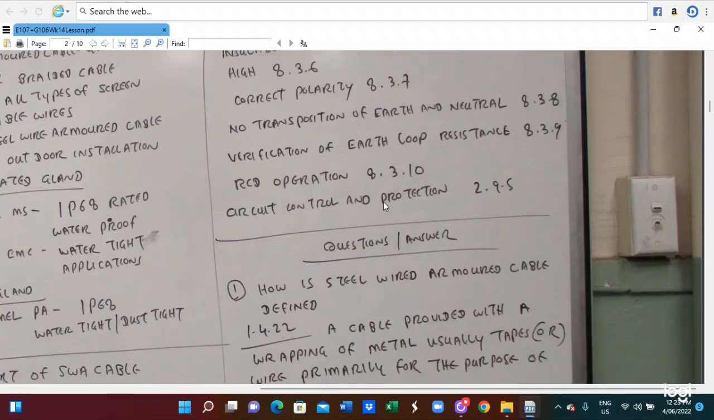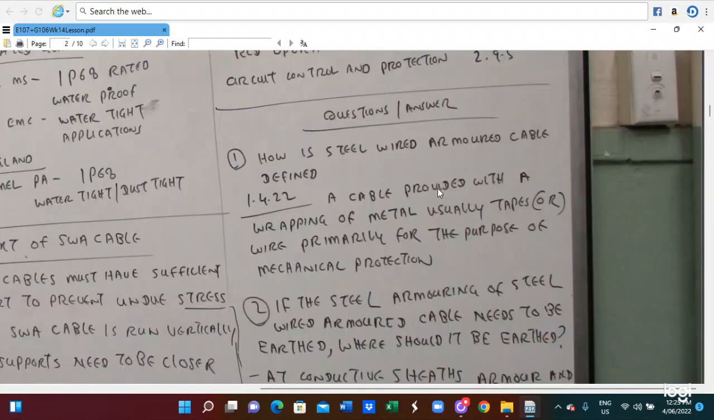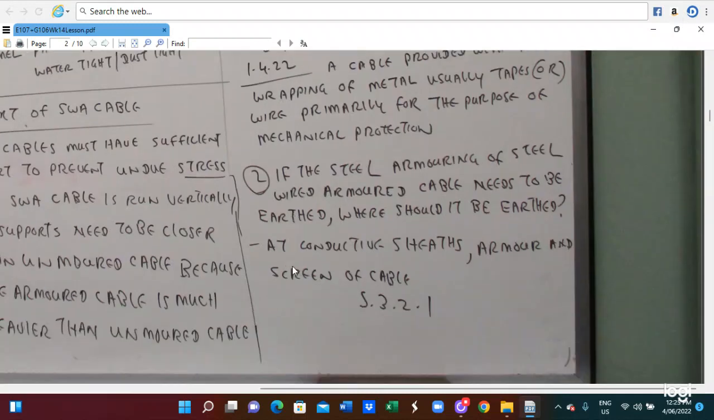We have to follow those standards. After that, we have to do the question and answer. How is the steel wire armor cable defined? As per 1.4.32, it is a cable provided with a rubbing or the metal, usually tape or wire, primarily for the purpose of mechanical protection.